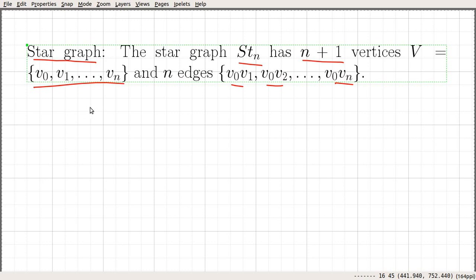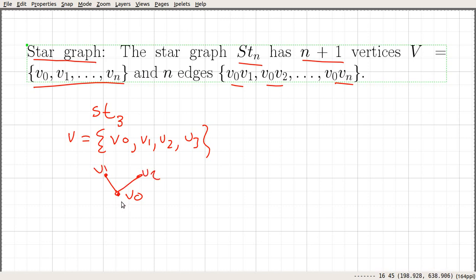So for example, okay, let's consider St3. So in this case we have 4 vertices, let them be say v0, v1, v2, v3. Okay, so what we do is we place v0 here, and we place v1 here, v2 here, and v3 here. Okay, so this is how a star graph looks. So this is St sub 3.